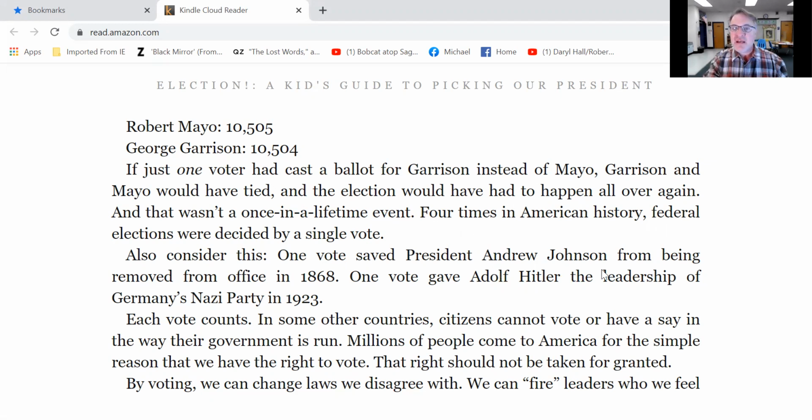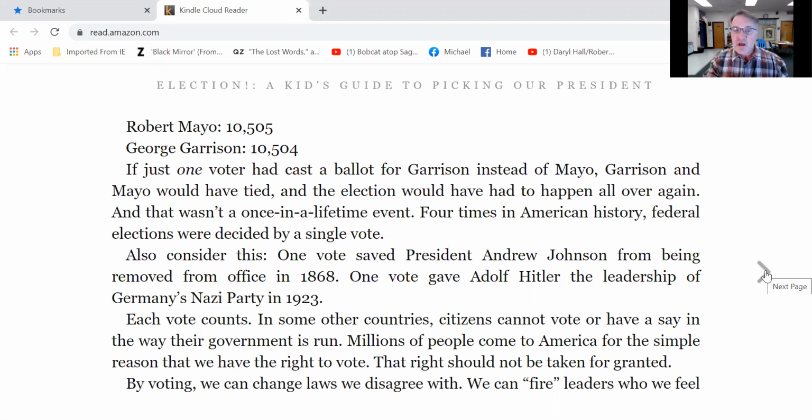One vote saved President Andrew Johnson from being removed from office in 1868. And one vote gave Adolf Hitler the leadership of Germany's Nazi Party in 1923. Each vote counts. In some other countries, citizens cannot vote or have a say in the way their government is run. Millions of people come to America for the simple reason that we have the right to vote. That right should not be taken for granted.